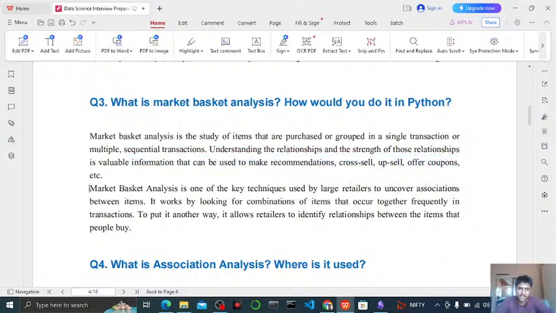Market basket analysis is one of the key techniques used by large retailers to uncover associations between items. It works by looking for combinations of items that occur together frequently in transactions. To put it another way, it allows retailers to identify the relationship between the items that people buy.